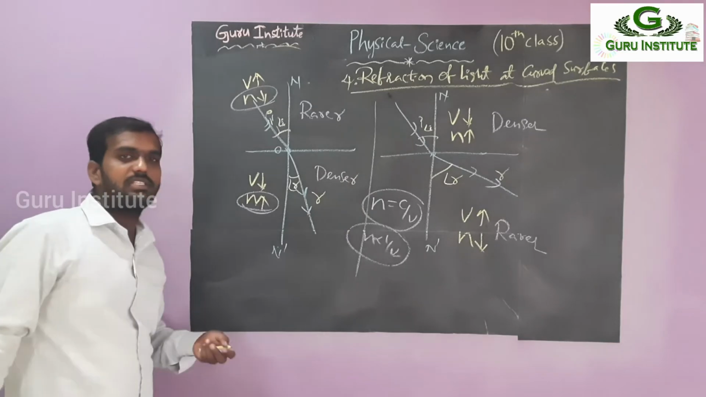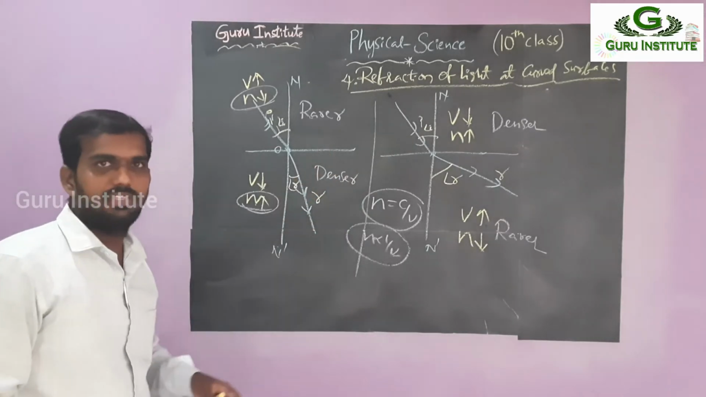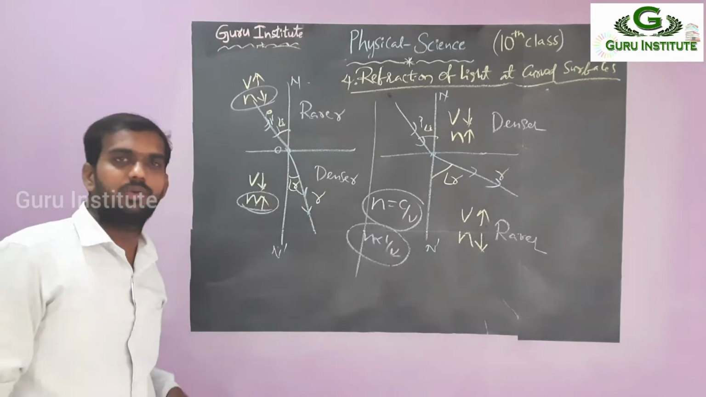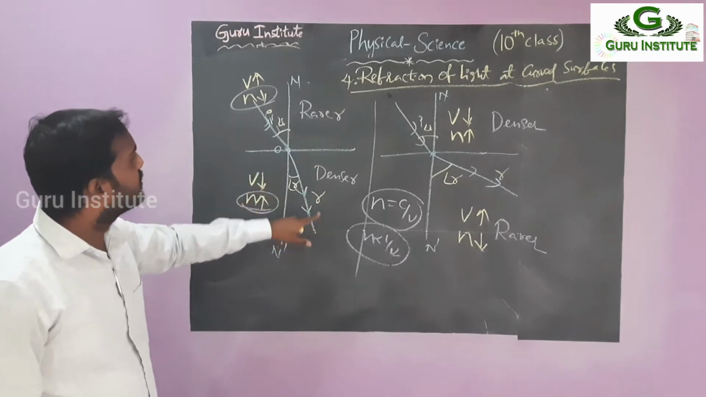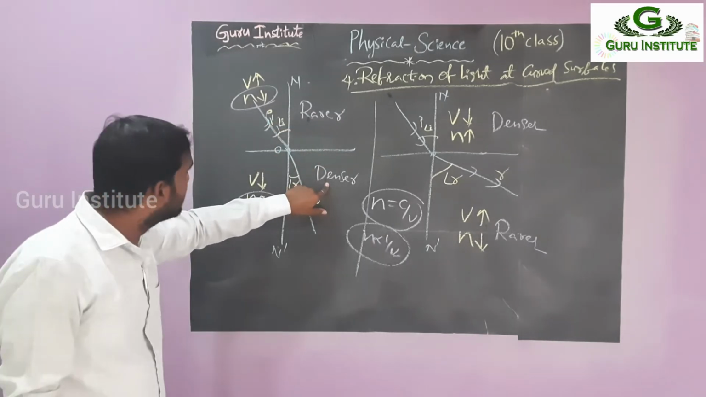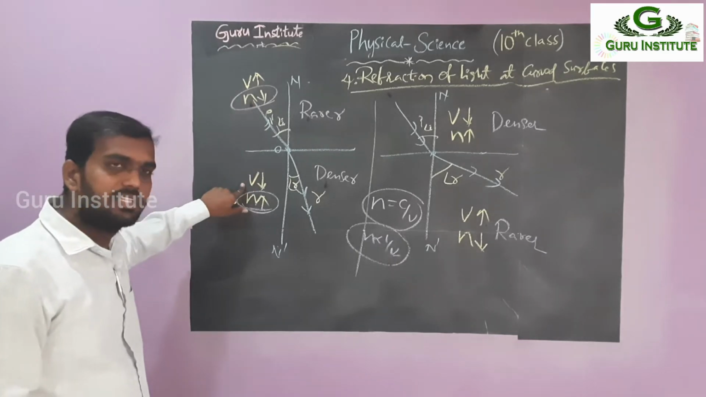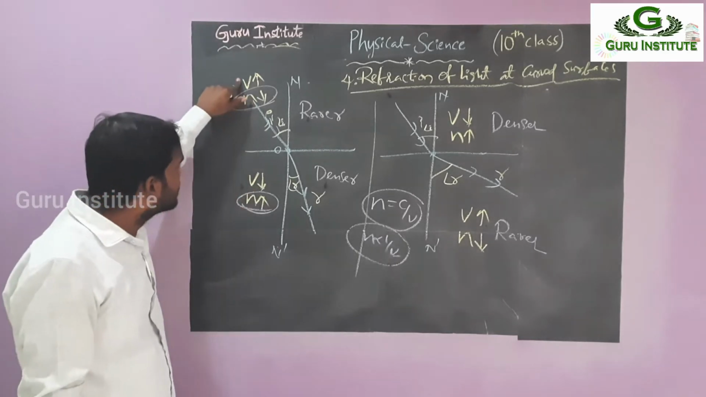This we have already discussed in the last class. Just see here once again. So this is about the plane surface. If you understood this, then only will we understand the curved surface. So whenever a light ray travels from rarer medium to denser medium, that means low refractive index to high refractive index, that means high velocity to low velocity, it is bending towards the normal.